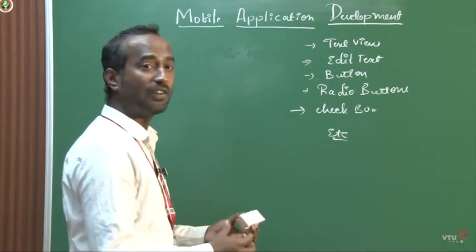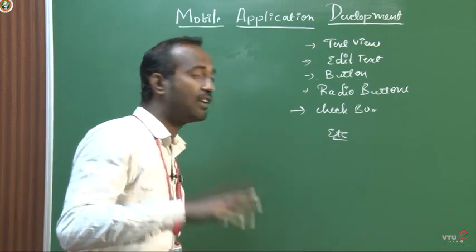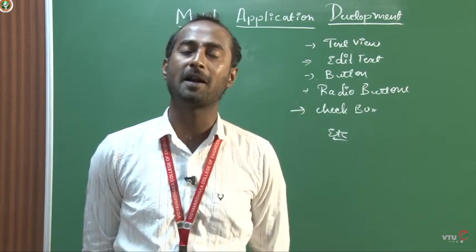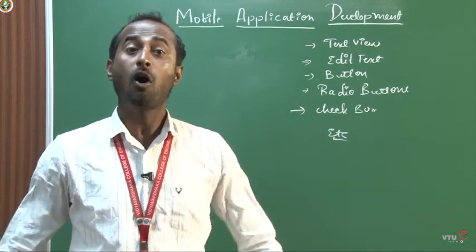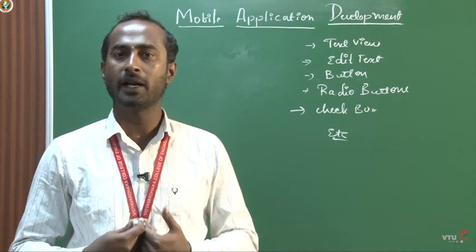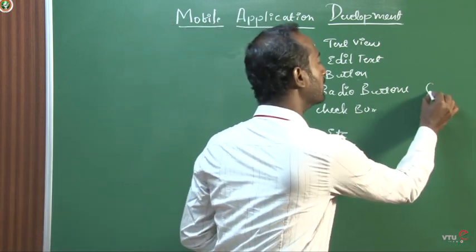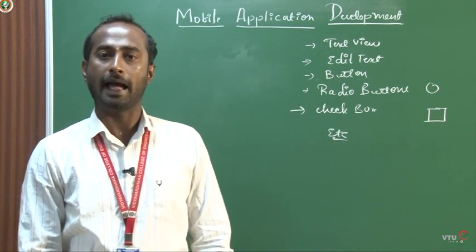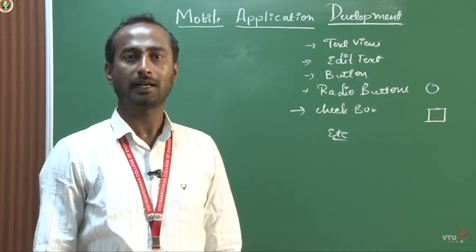Observe. Firstly, I will write the design. Before writing the design, I need one answer from your end. What's the difference between radio button and checkbox? The common answer that I am going to get from the students is that the radio button will look circular and the checkbox will look like a rectangle. That's not the correct answer.